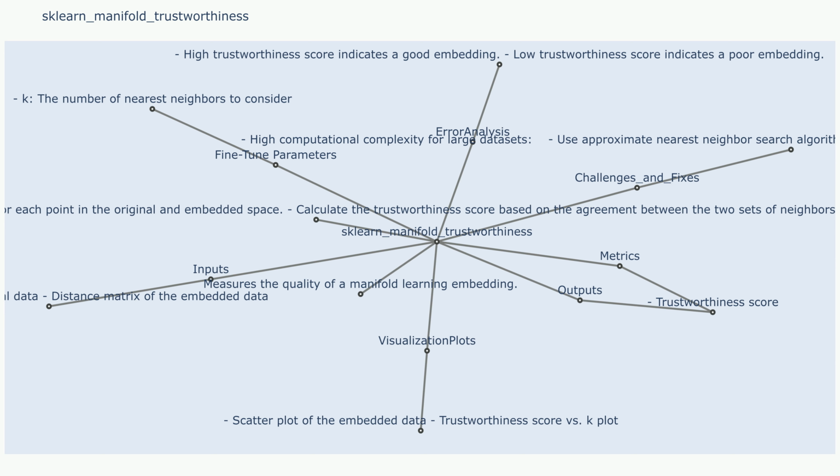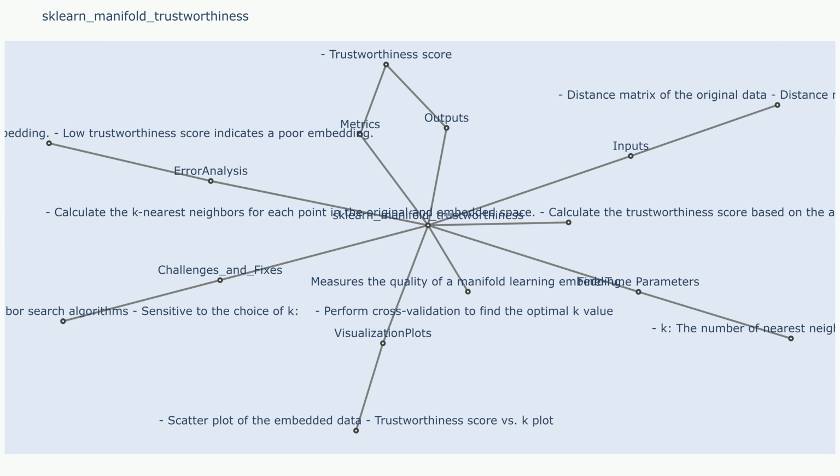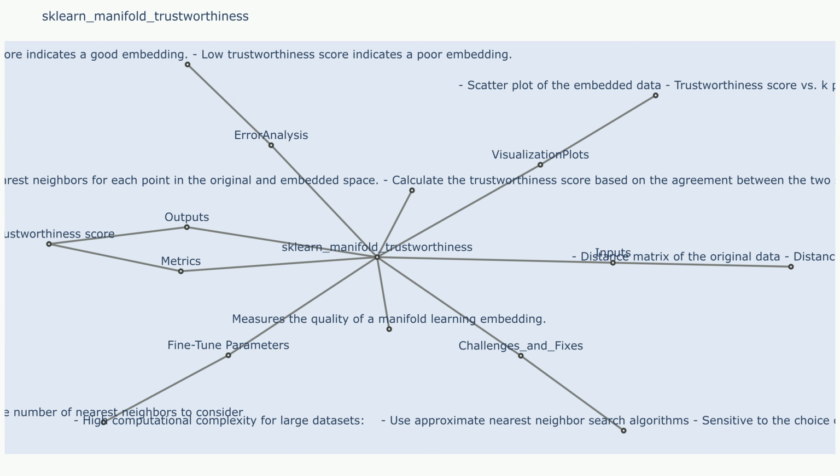Inputs. Input 1. Explain in detail. The input data is represented as a 2D NumPy array where each row represents a data point and each column represents a feature. Input 2. Explain in detail. The output embedding of the manifold learning algorithm, also represented as a 2D NumPy array. Each row corresponds to a data point in the input data, and each column represents a dimension in the embedding space.